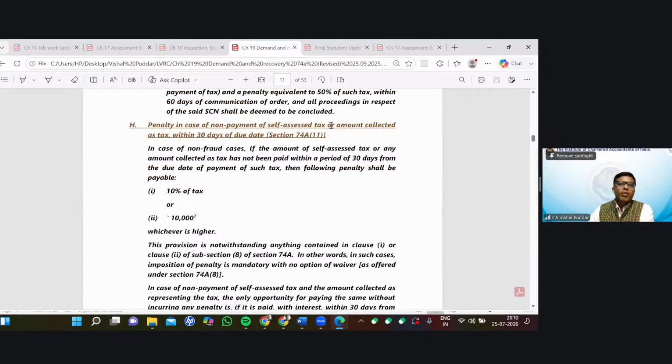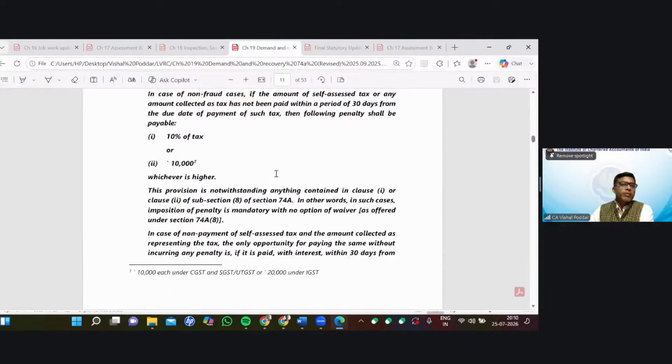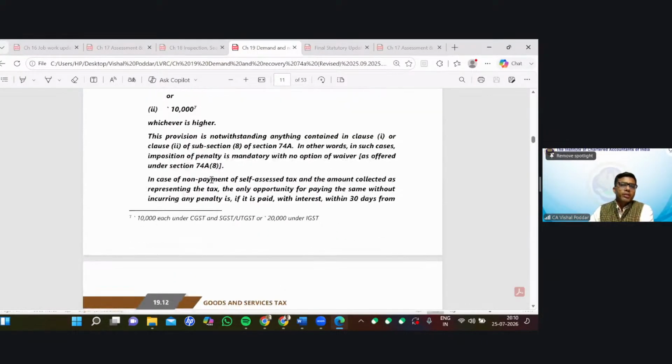Penalty in case of non-payment of self-assessed tax or amount collected within 30 days of due date. Now, in case of non-fraud, if the amount of self-assessed tax or any amount collected as tax has not been paid within a period of 30 days from the due date of payment, then the penalty will always be 10% or 10,000, whichever is higher. Again, 10,000 is per act. This provision is notwithstanding anything contained in the above clauses. In other words, in such cases, imposition of penalty is mandatory and there is no option of waiver.